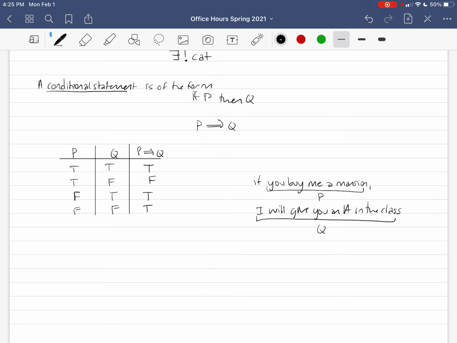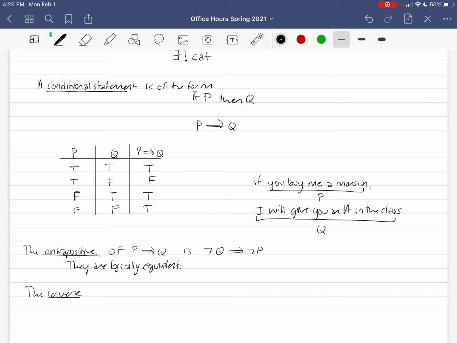Now, some of the methods of proof rely on logically equivalent ways of writing things. So, the contrapositive of P implies Q is not Q implies not P. So notice, not only did I negate each statement, but I flipped the order of the if-then statement. They are logically equivalent. This means if you prove one, you have proved the other. If one is false, so is the other.